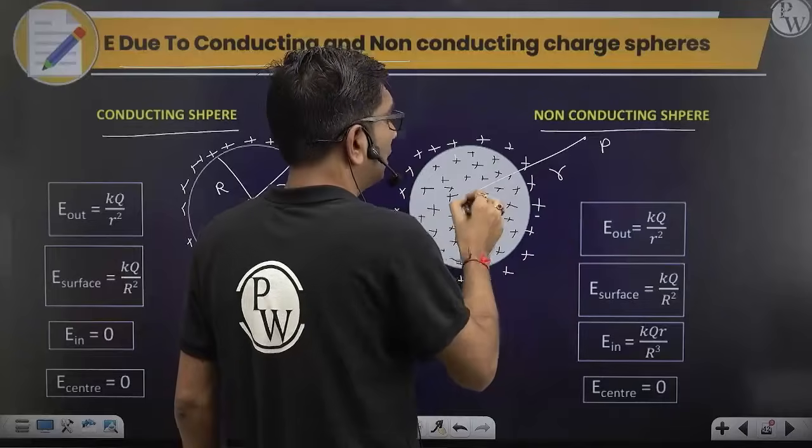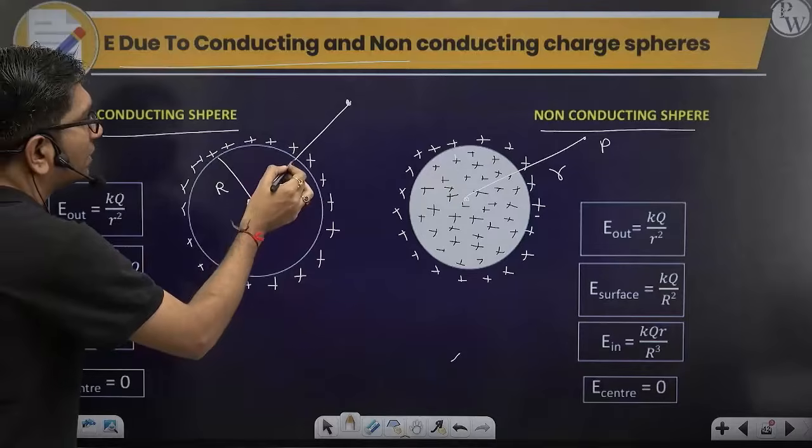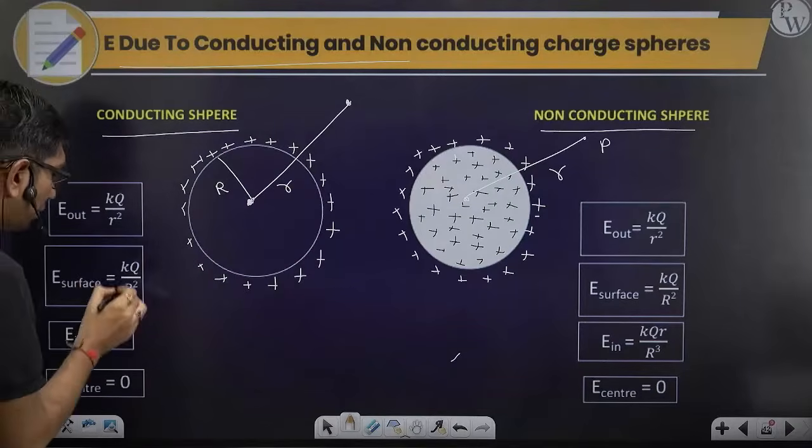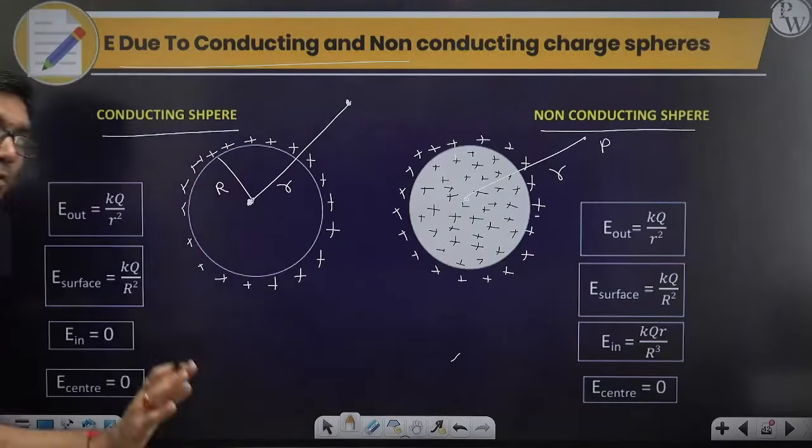Okay. For this one also, kq by r square. Same formula. No problem. On the surface, small r equal to capital R, na? Kq by capital R square. On the surface, kq by capital R. Same formula. No problem.